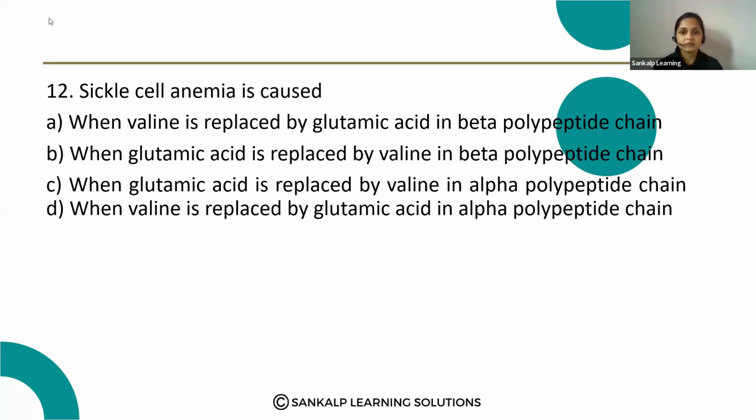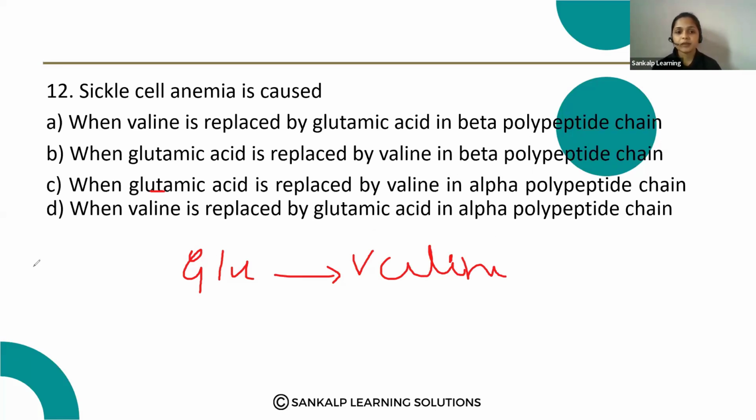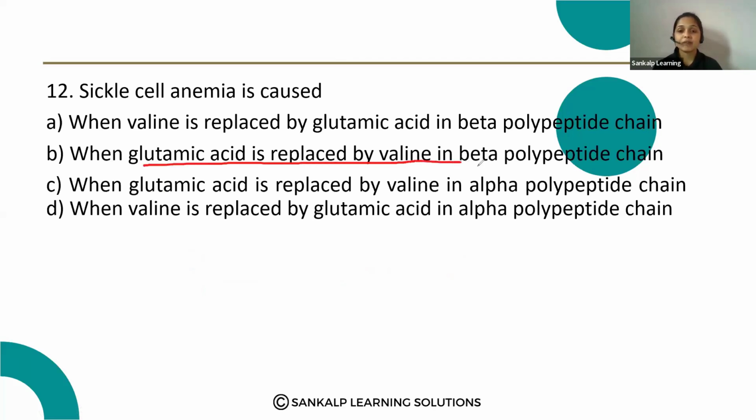Here it is caused by glutamic acid being replaced by valine. But is it in the alpha polypeptide chain or the beta polypeptide chain? Sorry, not the alpha polypeptide chain, it is the beta polypeptide chain. Here, glutamic acid is replaced by valine in the beta polypeptide chain.